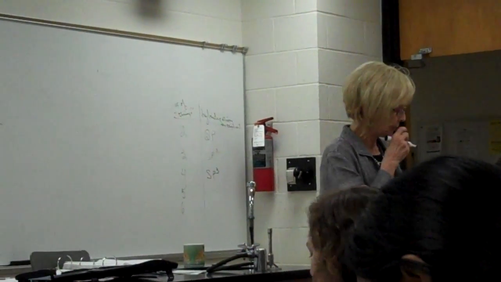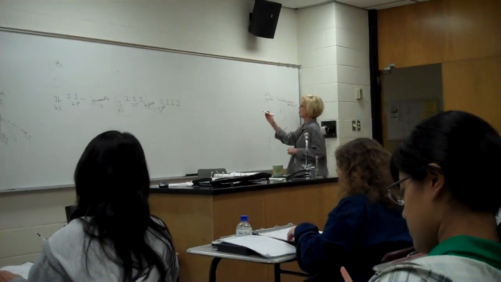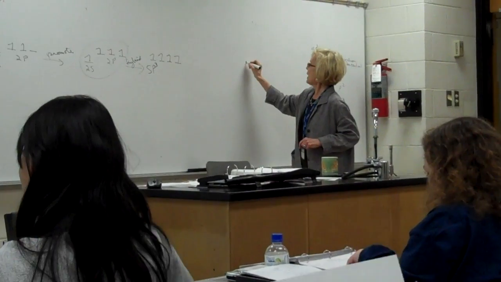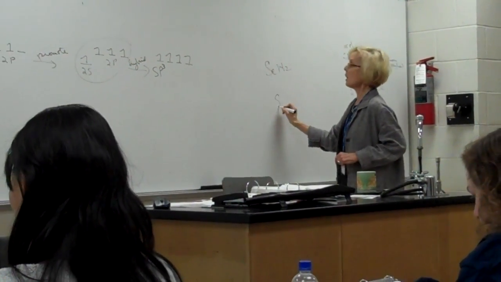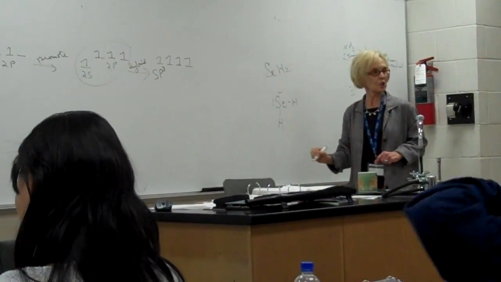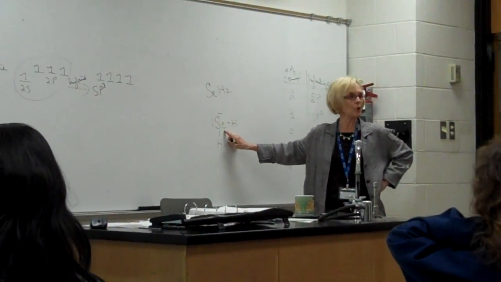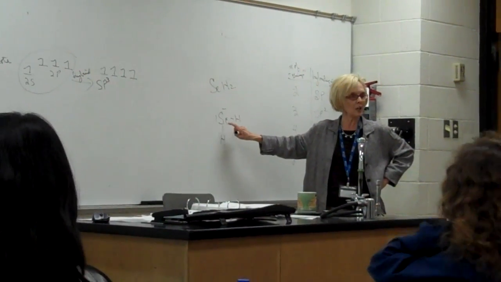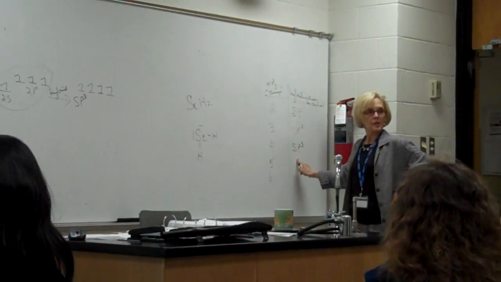Can you find another one that has four things around it on your lab 15? SeH2. Great, because selenium is going to have two lone pairs. Okay, so selenium, four things. So here would be your question: what's the hybridization state on your central atom? You count things, it's always sp3.